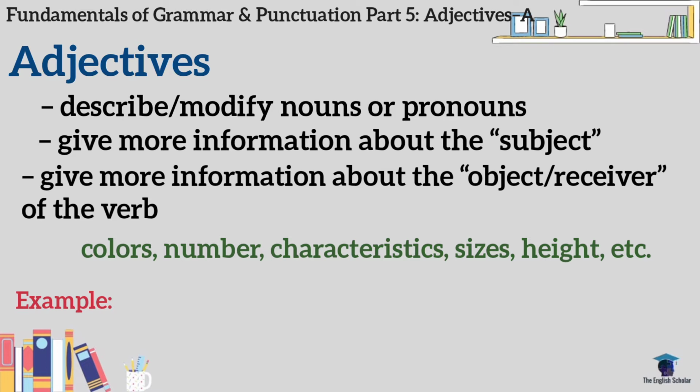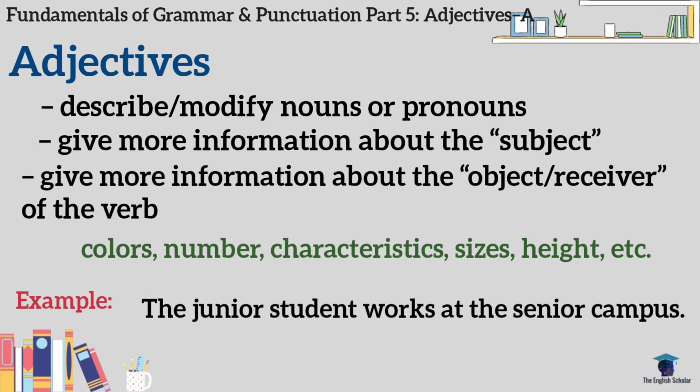For example, the junior student works at the senior campus. The student and the campus here are both nouns. Student is the subject of the sentence. Campus is the direct object, and works is the verb. Before the nouns student and campus, there are the words junior and senior. Junior and senior here are both adjectives, and they describe their respective nouns. The adjective junior is used to describe the student, while the adjective senior is used to describe the campus.